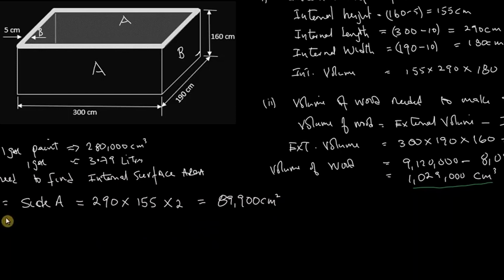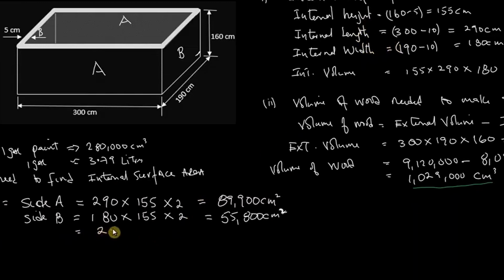So the surface area for side B, internal dimensions of side B, that's 190 minus 10, which is 180, times the height of 155. We have 2 of those as well, so that works out to be 55,800 centimeters squared.